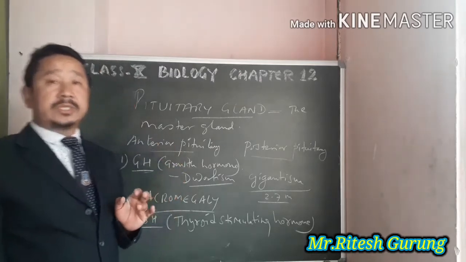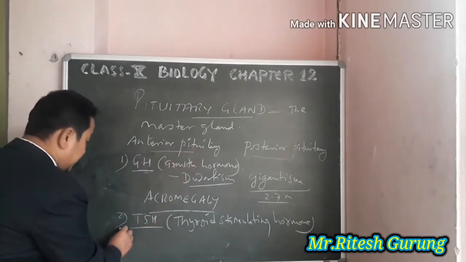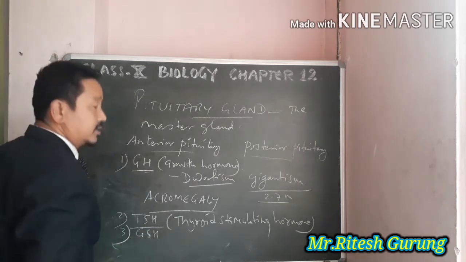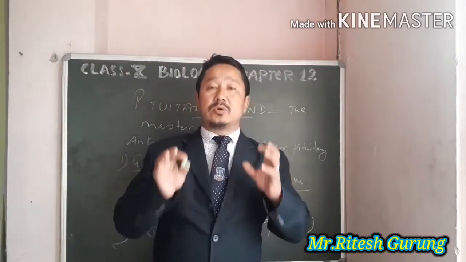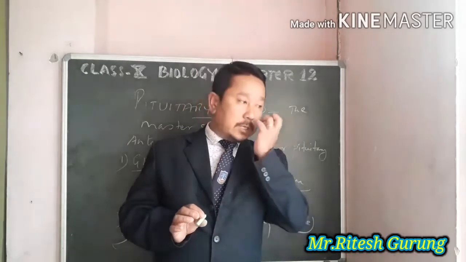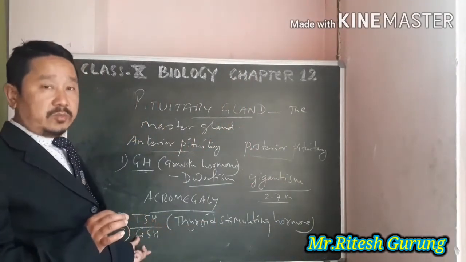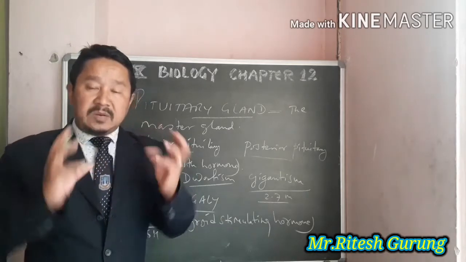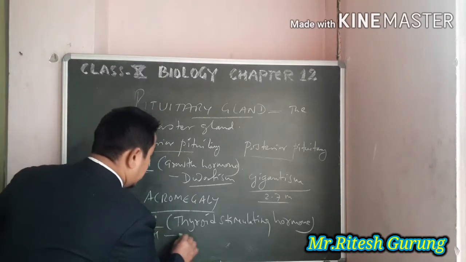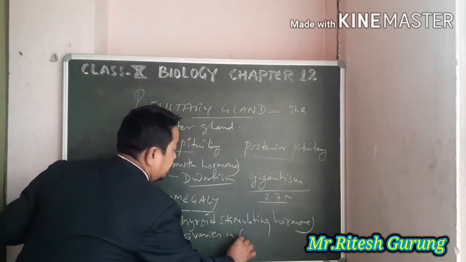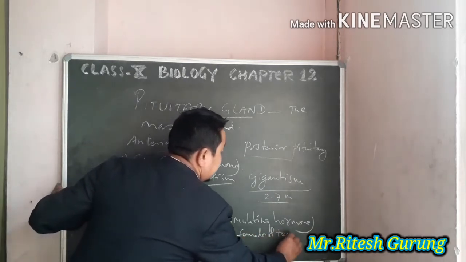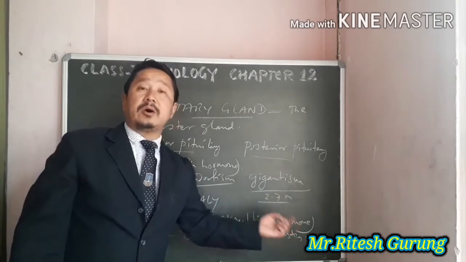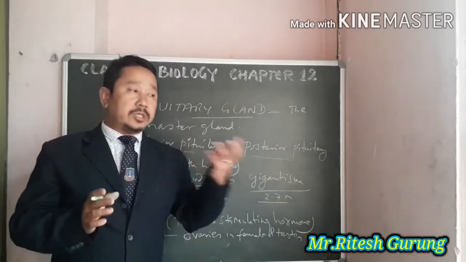The other hormone produced from the anterior pituitary gland is the gonado stimulating hormone, GSH, or gonads stimulating hormone. This hormone activates or influences the gonads. Gonads means ovaries in female and testes in male. These gonads also produce different kinds of hormones and show different kinds of activities.